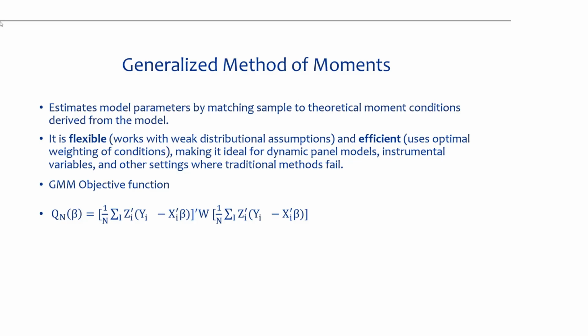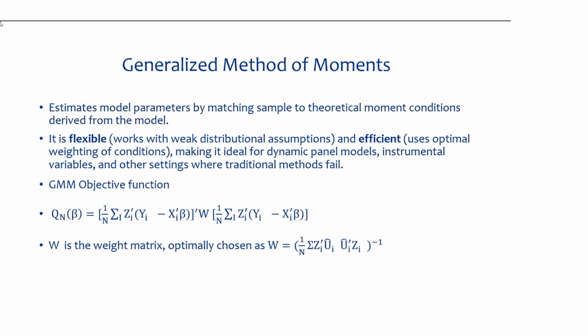1 by n summation of zi prime (yi minus xi prime beta), the whole prime into W. What is W? It is a weight matrix. How do you choose this W? You use this function here, and then you multiply it with 1 by n into zi prime (yi minus xi prime beta). The difference between the two is this. The weight matrix is chosen like this. The weight matrix comes from your instrumental variable as well as the error term.